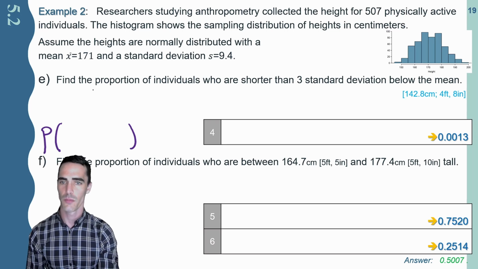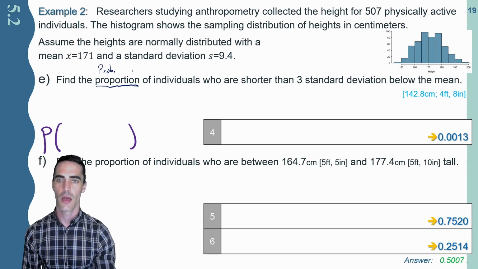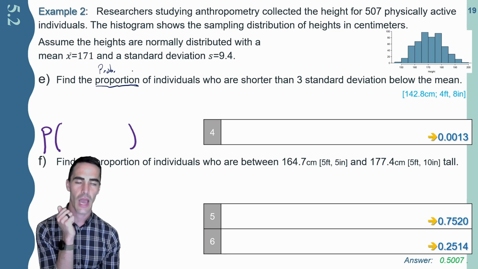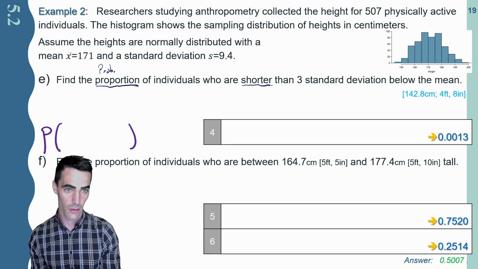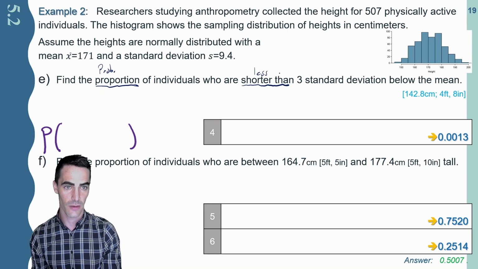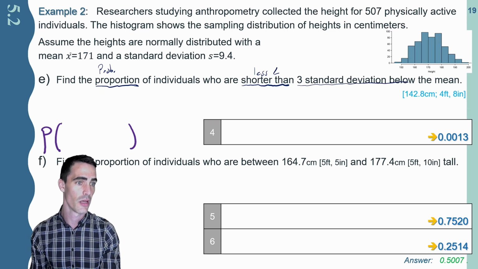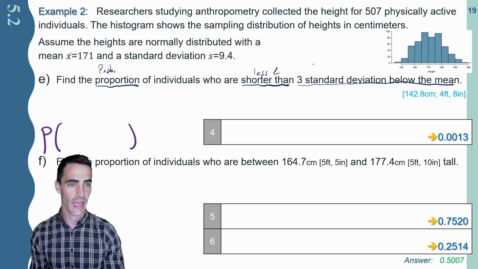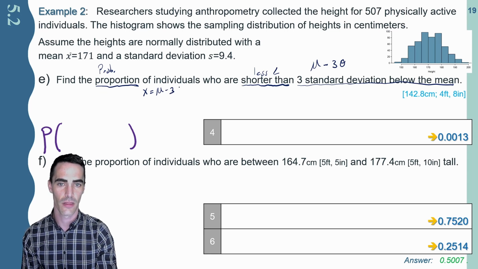Next part, I want to find the proportion of individuals who are shorter than 3 standard deviations below the mean. Proportion, much like unusual, associate that with they're asking you for probability. The tricky part is they don't outright tell you what height we're interested in. Instead, they're saying are shorter than, think of that as less than. We want to have 3 standard deviations below the mean. That means I have the mean here, but I want to be below, so I'm going to take away 3 standard deviations. And this is the x value, the mean minus 3 standard deviations.